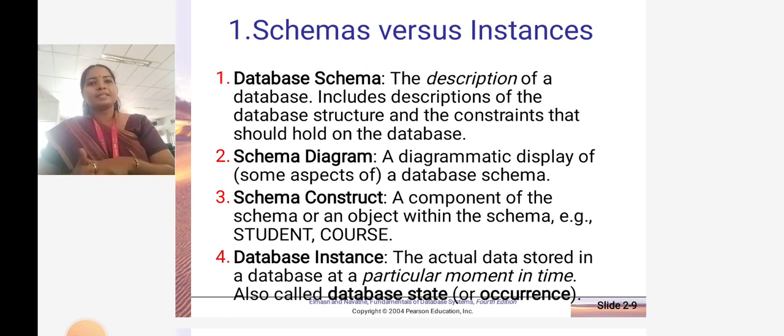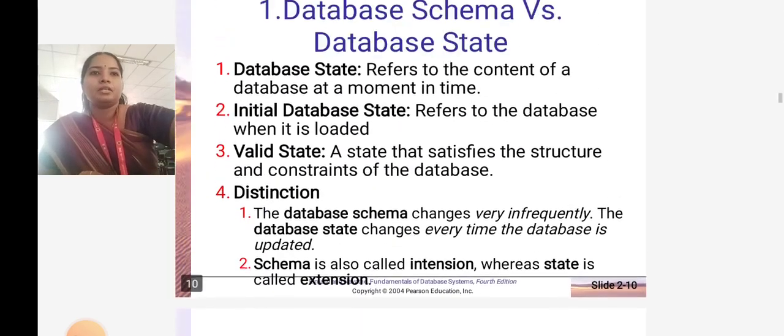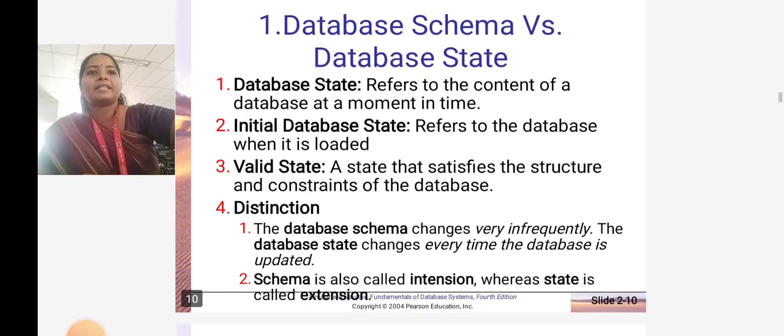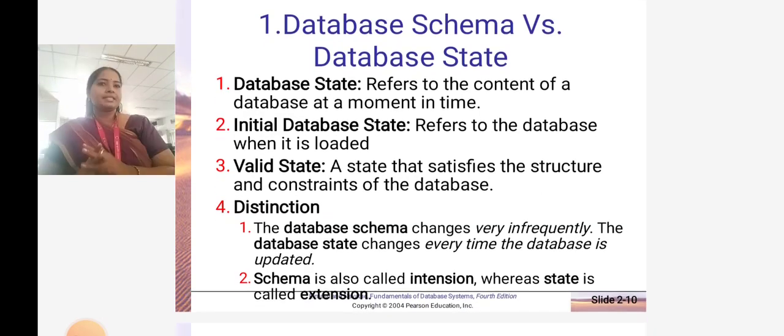So what is a database instance? The actual data which is stored in the database at a particular moment is called a database instance, also called database state or an occurrence. So, database schema versus database state. Database state refers to the content of a database at a moment of time. That is an instant structure of a table. After each and every manipulation, after each and every update of data, there will be an instant. That is known as the database instance state.